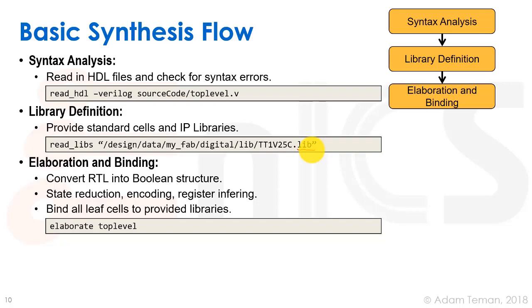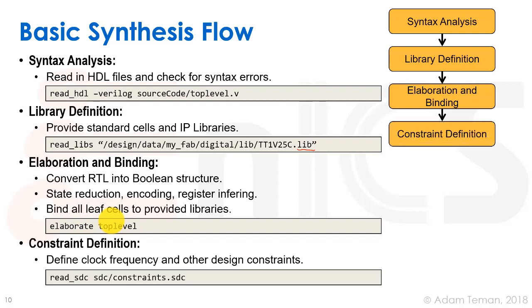So the command inside Genus is elaborate, and you can also describe what your top level module is. Okay, the next stage, after we've done the elaboration, we basically have some sort of a structural model of what our design is inside the database of the tool. So now we know what the top level ports are, and we can go and traverse the logic and so forth, which means that we can actually define our constraints, how fast we want to go, and all kinds of other things like that.